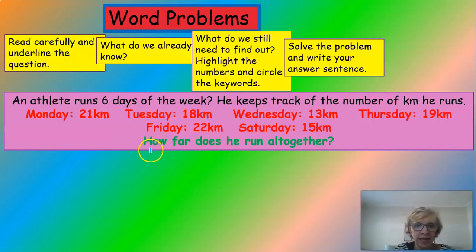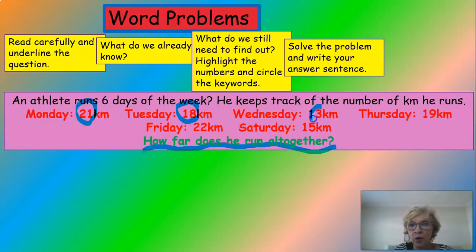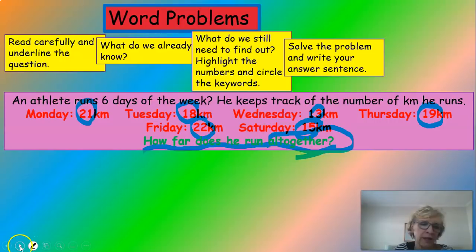So I said, let's underline the question. We've got to see what is the total number of kilometers he runs in 6 days. And then we're going to circle the numbers we've got to work with, so that we don't leave any out, and we focus on those important things that are in this word problem. And then the key word is how far does he run, I think, altogether. That tells us that we've got to add them all together.